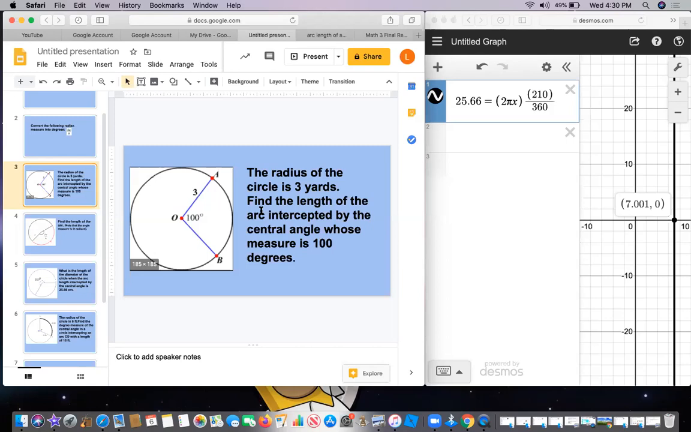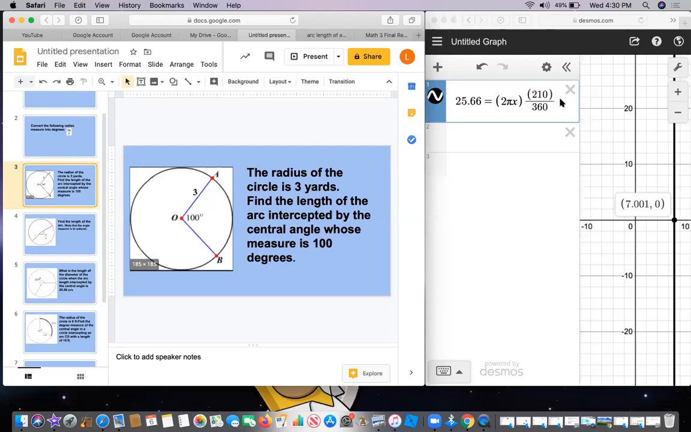In this case, the part of the circumference that is asked is actually the arc that is intercepted by 100 degrees. So if this is 100 degrees, the length covered by A to B is actually the length of the arc that we are looking for.